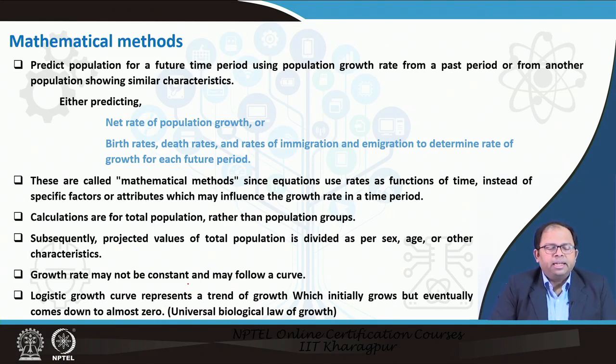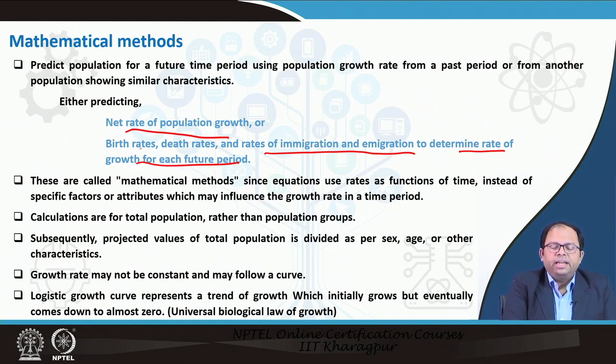So, we can predict either the net rate of population growth, or birth rates, death rates and rates of immigration and emigration to predict the growth of each future period. We can individually predict these and then estimate the future population growth for a particular period, or we can directly predict the future population growth. These are called mathematical models, since the equations use rates as functions of time instead of specific factors or attributes which may influence the growth rate in a time period.